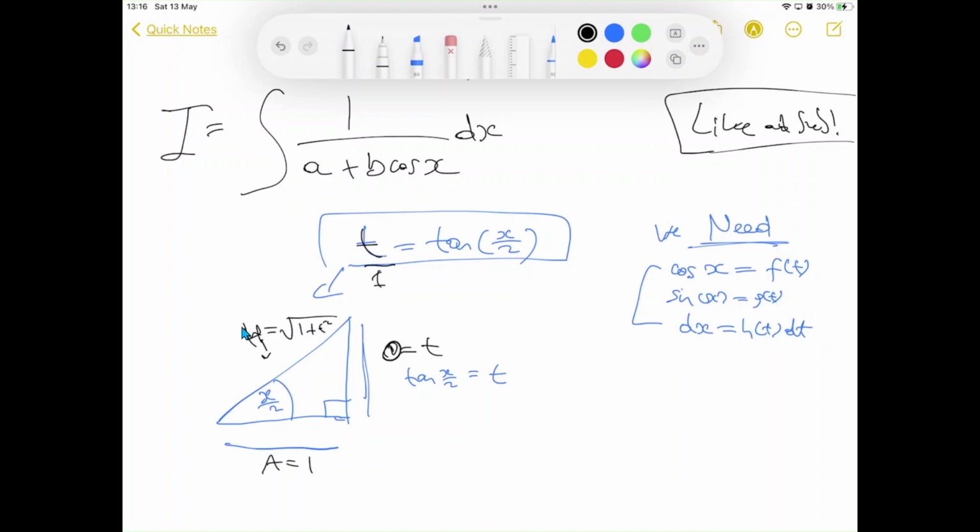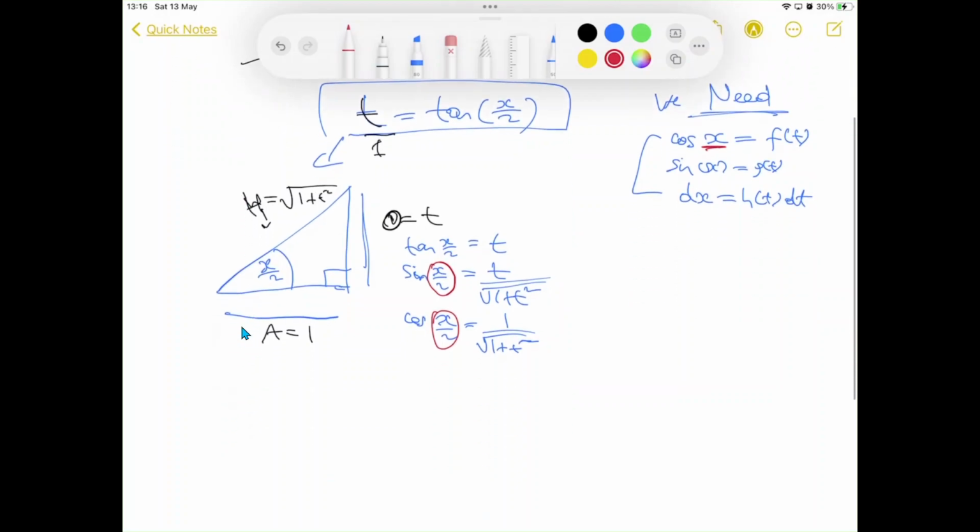There. Okay. So sine of x over 2 is equal to the opposite over the hypotenuse, which is t over root 1 plus t squared. And cosine of x over 2 is equal to the adjacent over the hypotenuse, which is 1 over root 1 plus t squared. Now we have x over 2 with the sine and x over 2 with a cosine. What we need is just x, not x over 2.